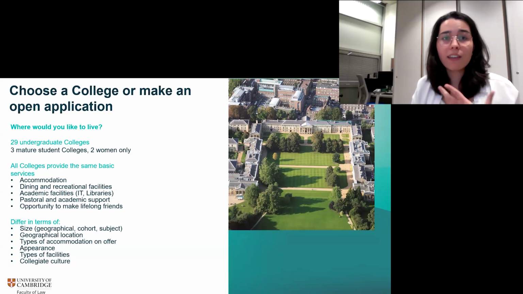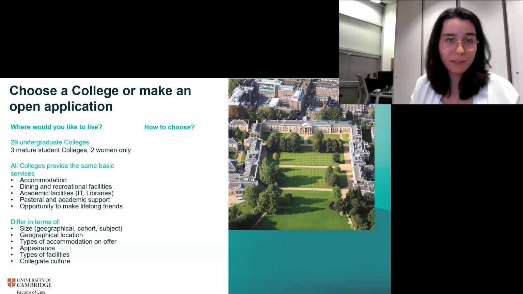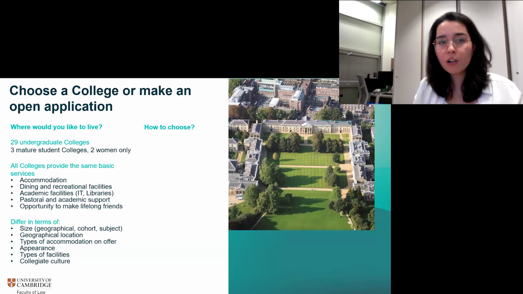Think about geographically where they are located. So most colleges in Cambridge are clustered around the center of the city, but there's a couple that are outside as well. And then the types of accommodation that are on offer. So that can be things like, do they have big kitchens? Do they have well-equipped kitchens? So things like ovens, toasters, whatever is important to you. Not all of them have the same provision. But also things like ensuite bathrooms, accessibility is really, really important as well. How they look. So we've got the older colleges, we've got some newer colleges as well. Types of facilities, and that can include things like music facilities or sports facilities as well.